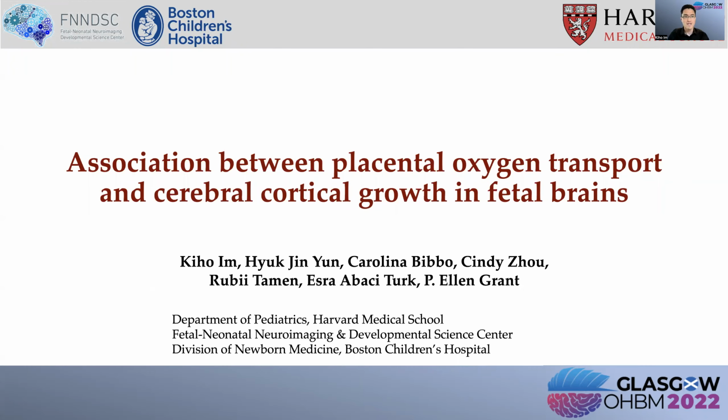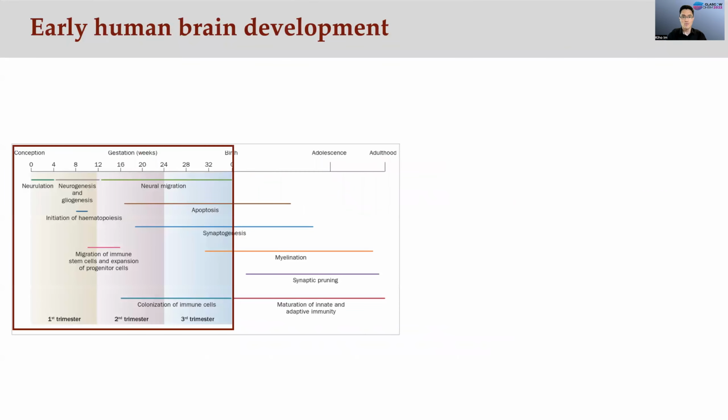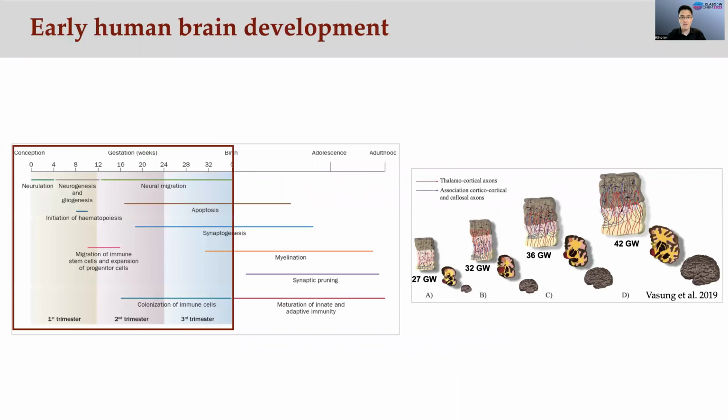In this presentation, I will talk about association between placental oxygen transport and cerebral cortical growth in fetal brains. Human fetal brain shows very dynamic development process and major neurogenic events, including neurogenesis, proliferation, and migration. We can see very rapid brain cortical surface growth and folding with cortical circuit and axonal development.